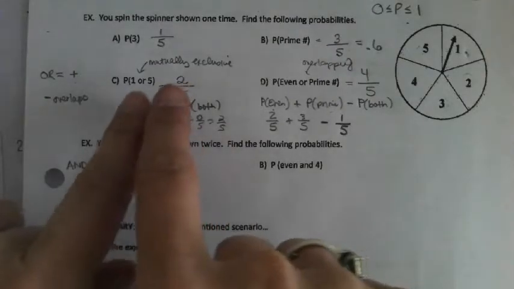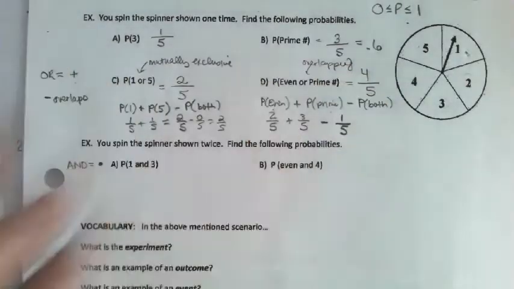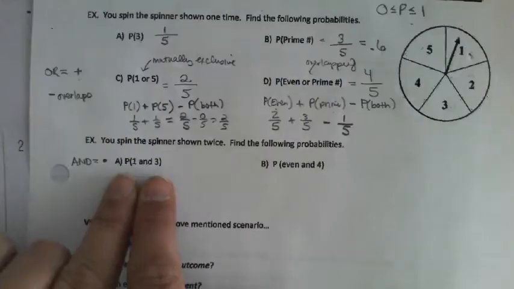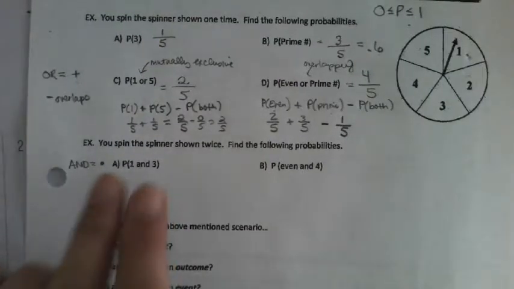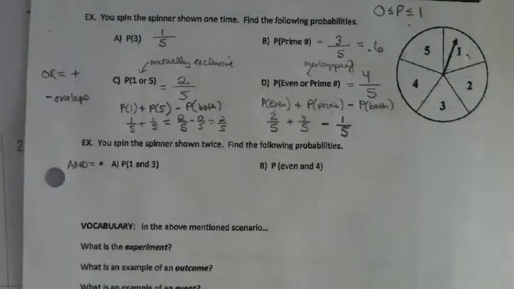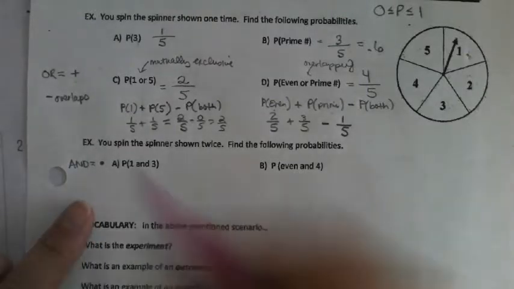The or is I'm spinning it one time and I have a lot of options. The and probability means I'm spinning it multiple times and I'm looking for something very specific to happen the first time and for something very specific to happen the second time, which means my probabilities tend to get less likely because I'm stacking these stipulations on. Okay? So, and means multiplication.